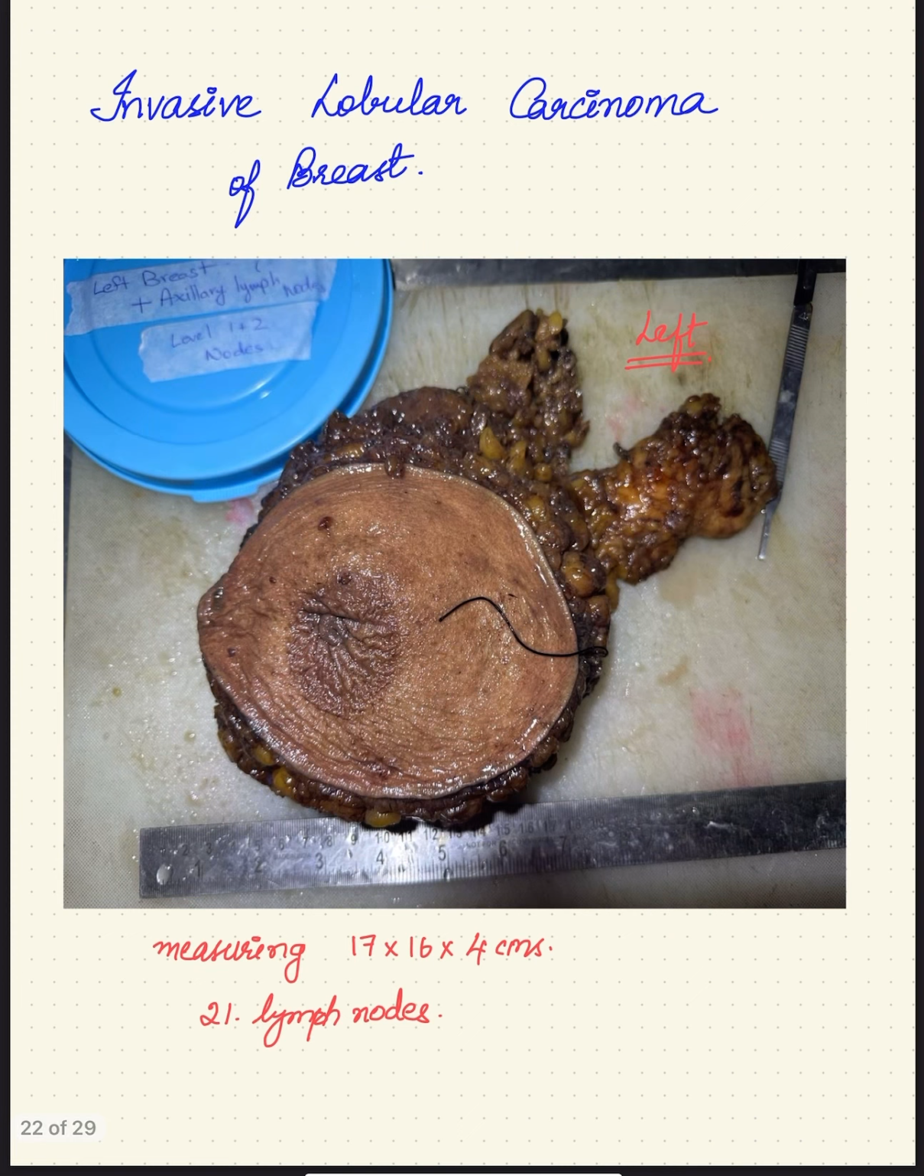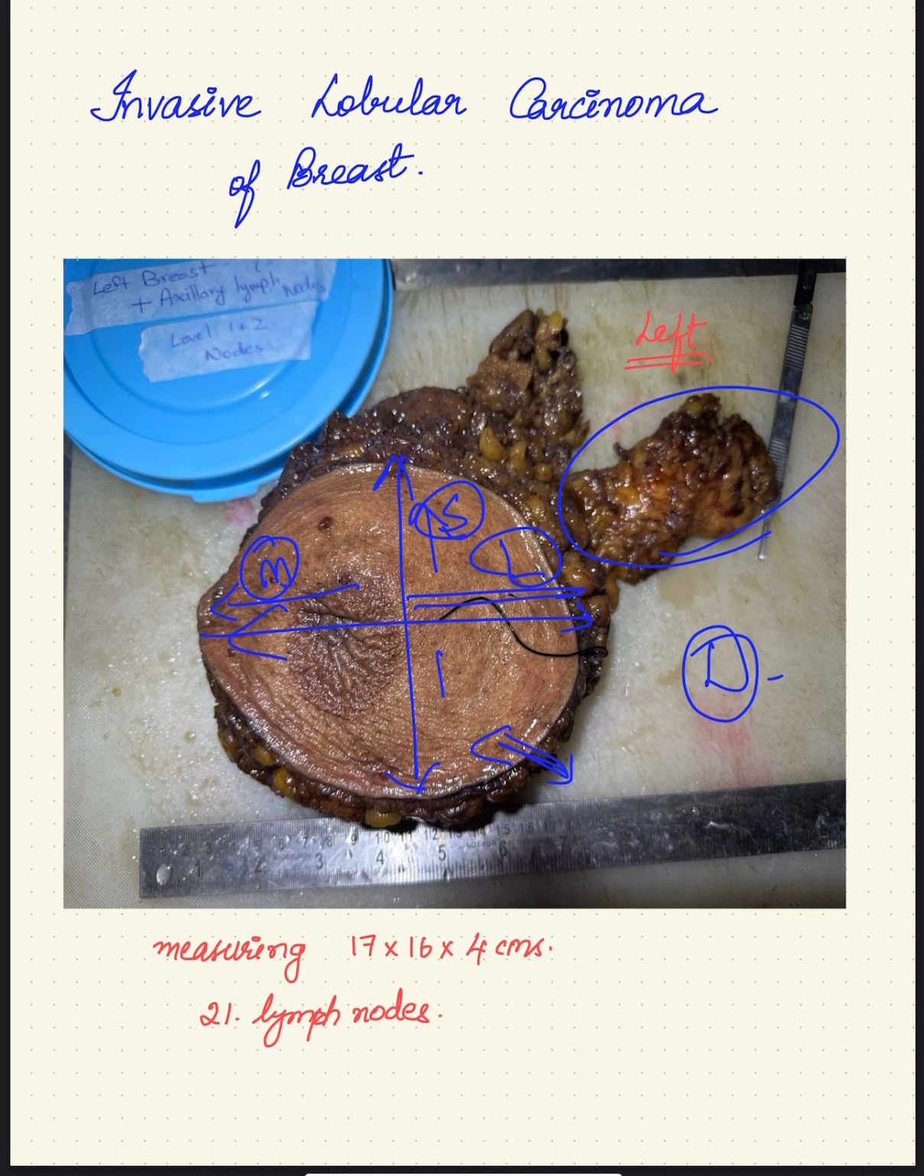So, this is a gross image showing a mastectomy specimen of left breast. It is measuring 17 into 16 into 4 centimeters, and 21 lymph nodes were dissected from this breast. This is the axillary tail. This is left breast. So this becomes the lateral margin. This becomes the medial margin. This becomes the superior margin. This becomes the inferior margin. And this nipple area is the anterior surface. The underneath surface is the posterior surface.